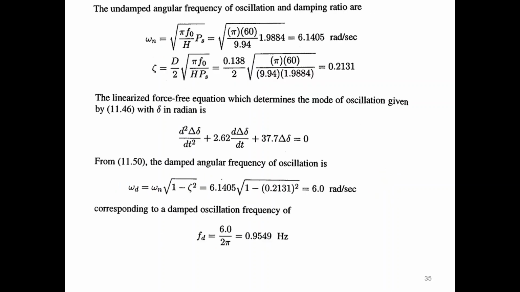Now we see the damping. Omega n is the natural frequency first. It is the square root from the formula itself, square root of pi f0 divided by H times PS. So you have the frequency of 6.14 radian per second. And the damping ratio is 0.2131, okay, 0.2131.